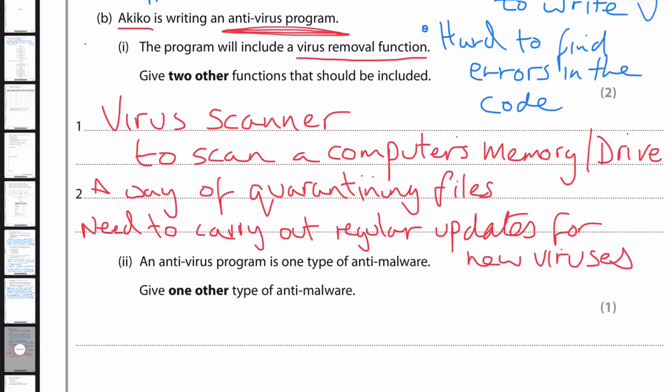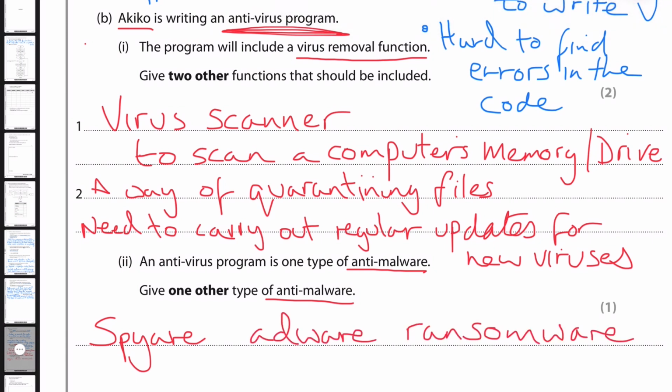For 1 mark, an antivirus program is one type of anti-malware. Okay, give one other type of anti-malware. Why don't they just say, name some malware? Because you've got spyware, you've got adware, you've got ransomware, Trojan horses, and all this sort of thing. But because it says anti-malware, we've got to put the word anti in front of everything, e.g. anti-spyware. Okay? So that would be the answer. Give one other type of anti-malware: anti-spyware. Not Uncle Spyware, anti-spyware.